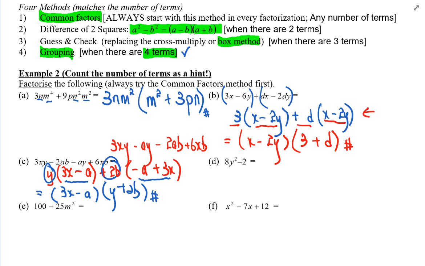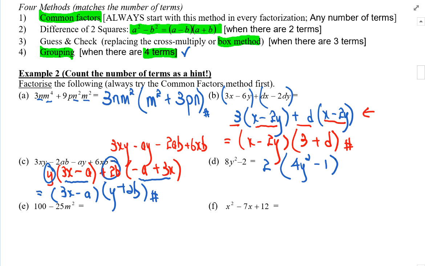Any common term for part D? Yes, there is a number 2. Let me write out the number 2. What is left inside? I have a 4y squared minus 1. Not enough.